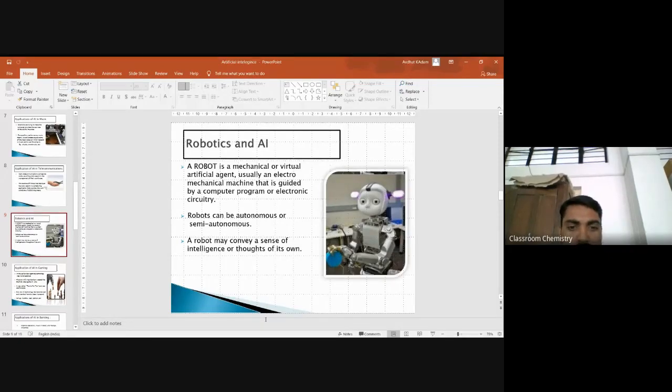Then they have some emotions. Then they have some complications. That is, they can think as usual also. A robot may convey a sense of intelligence or thoughts of its own.